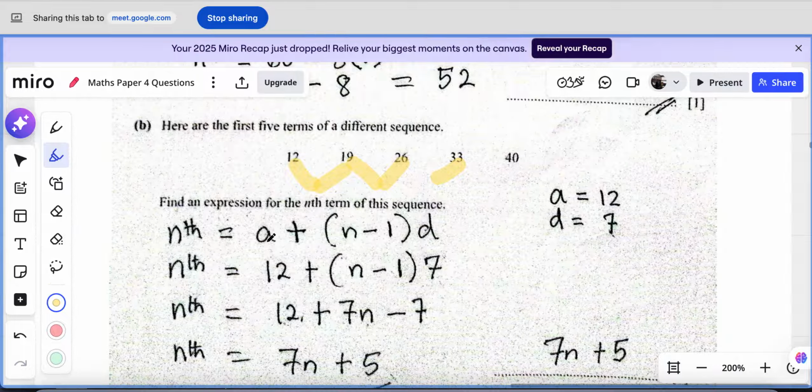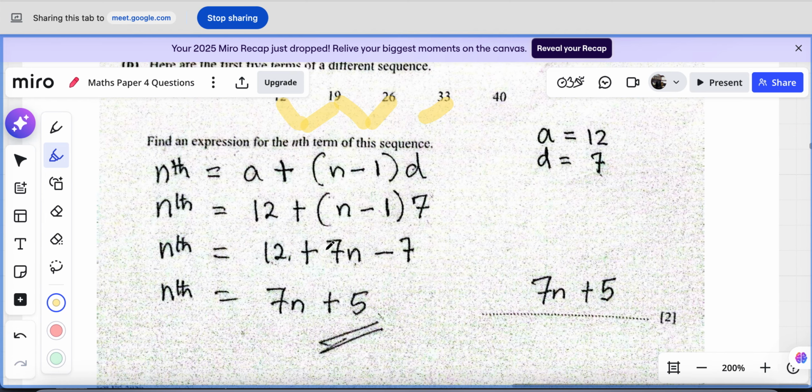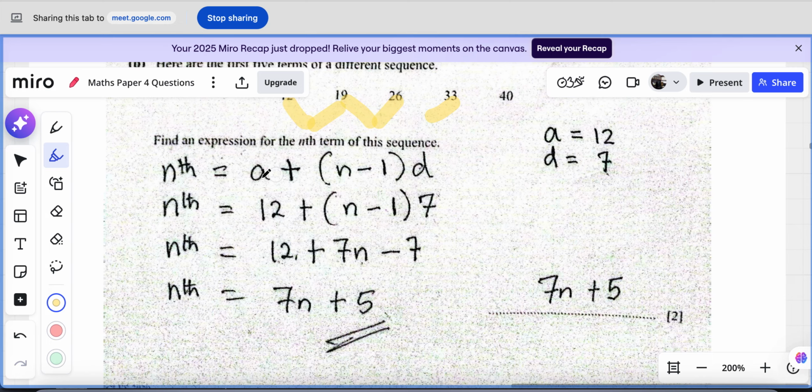So we say the n-th term equals the first term plus (n minus 1), you put it in a bracket, times the common difference. I know you can use the position to term way to solve this by drawing position 1, position 2, position 3, position 4, and then you find the difference. So that's another way. But the formula way is easier. So once you write the formula, a is the first term, n is the number of terms, d is the common difference. So once you do that, you substitute these values here.